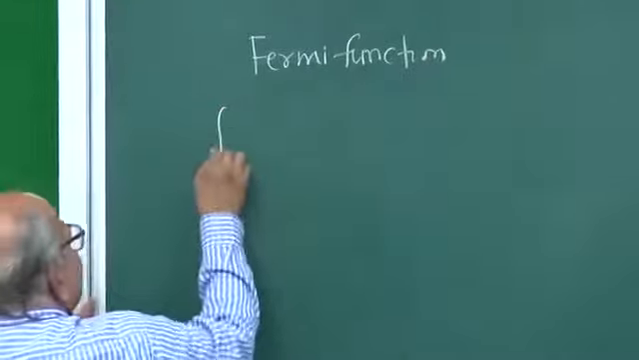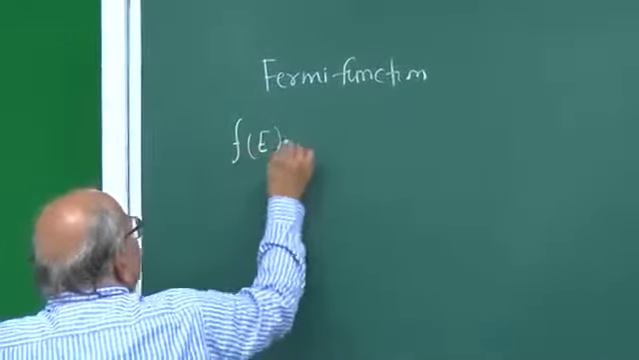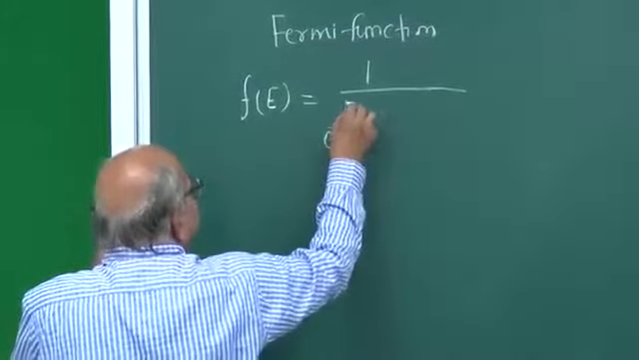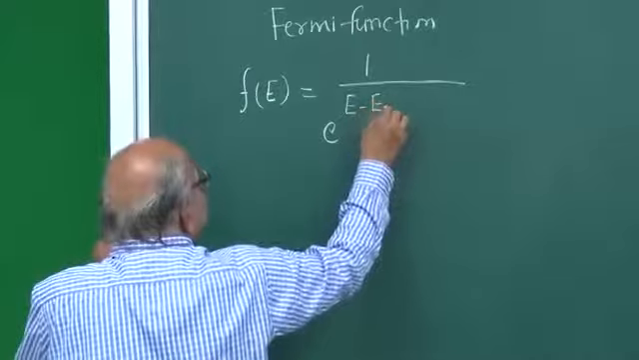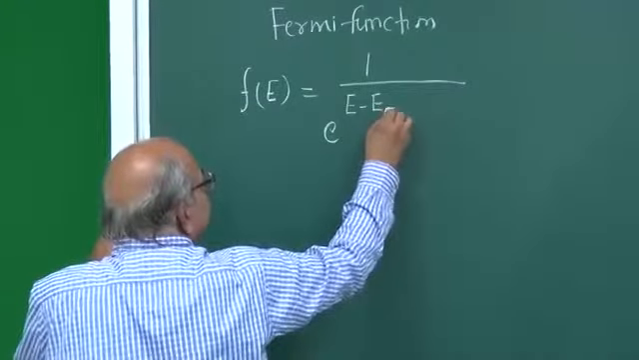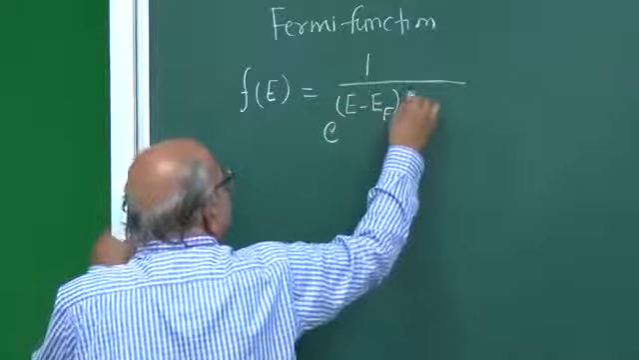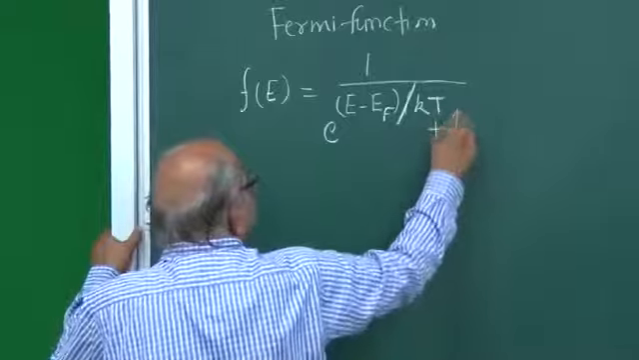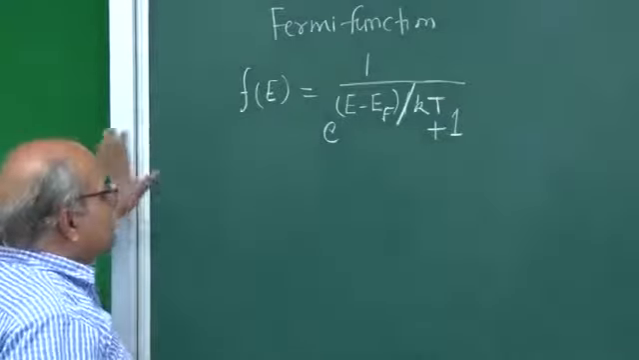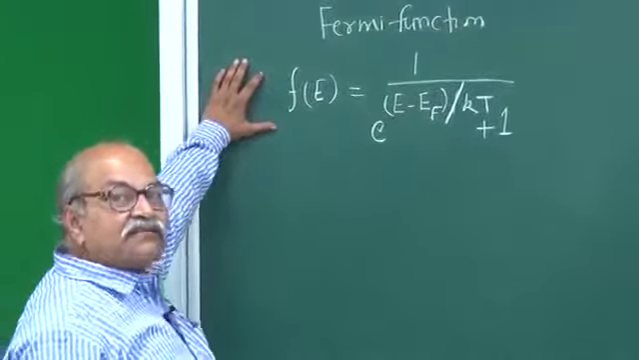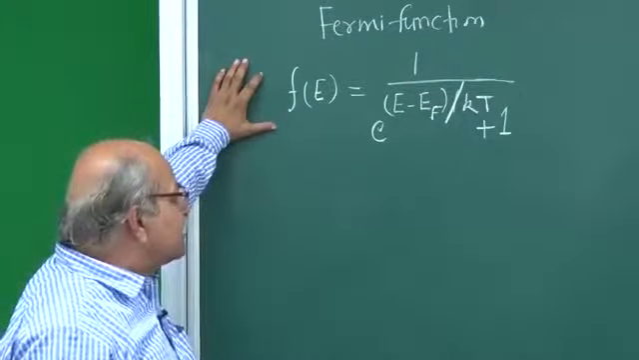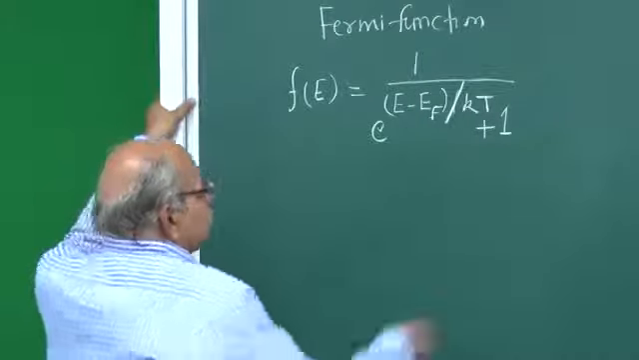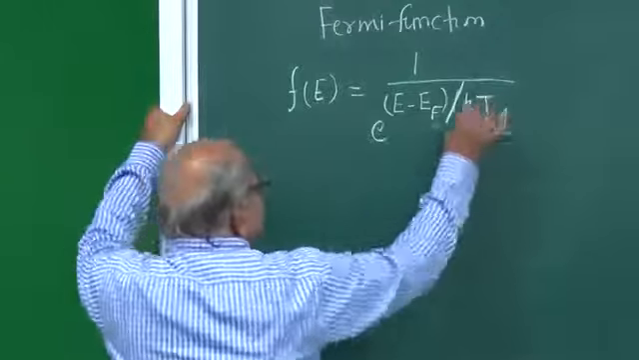This is a function of energy, and it is written as 1 divided by e to the power (E minus EF) divided by kT, plus 1. So this is known as the Fermi function. It's a very interesting function mathematics-wise also. If you try to plot this, the temperature is a fixed parameter here.